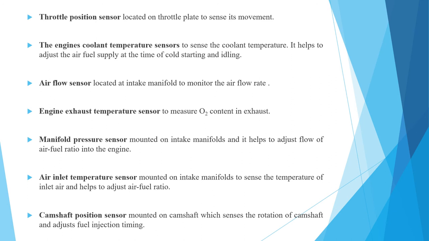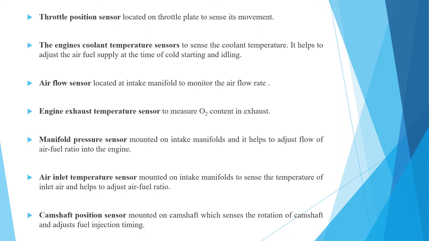Now we discuss the types of sensors. The throttle position sensor is located on the throttle plate to sense its movement. Next is the engine coolant temperature sensor, which is used to sense the coolant temperature, and it helps to adjust the air fuel supply at the time of cold starting and idling.